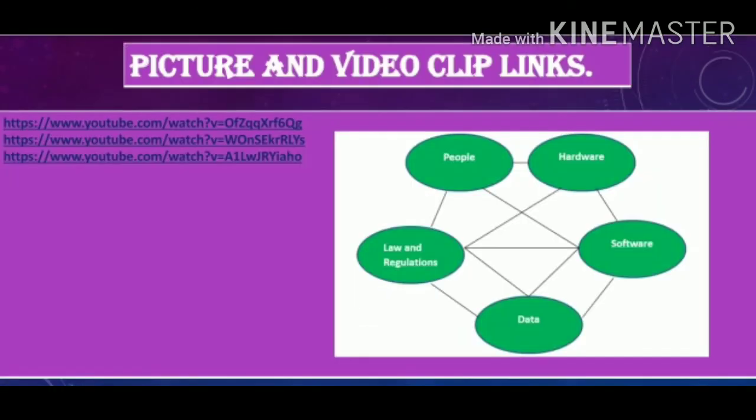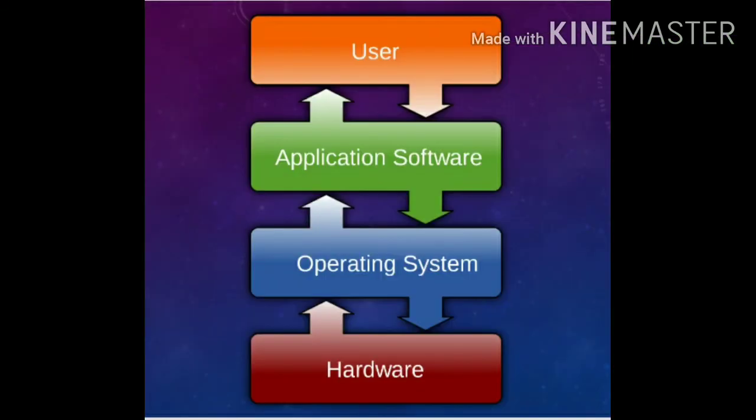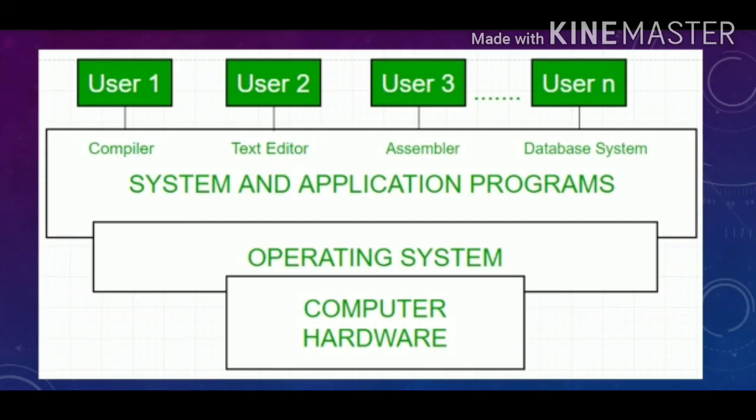Pictures and video clips link. This is the cycle: user, application software to operating system to hardware, hardware to operating system to application to user. Computer hardware, operating system, system and application programs.